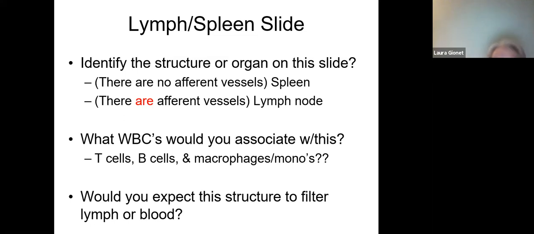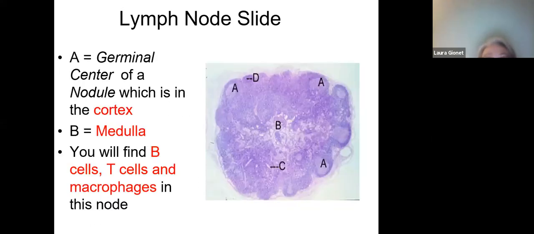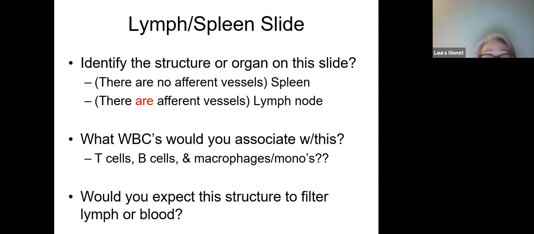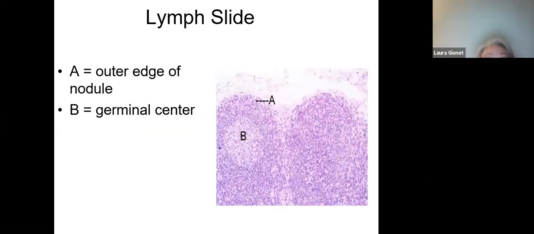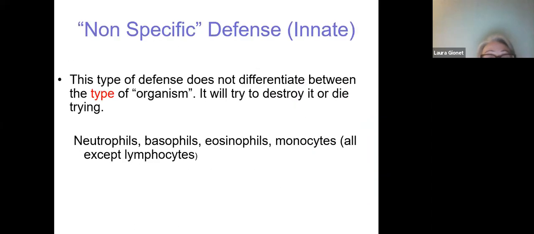Identify that structure, it's a lymph node. I'm going to ask you the region. I'm pointing to the outer region, A. Identify that region. That's the cortex. Or I could point to B. Identify that region. Medulla. What cells might I find at A or B? T lymphocytes, B lymphocytes, macrophages, something along those lines. What fluid is filtered by that lymph node? Lymph. Lymph nodes filter lymph. The spleen filters blood.